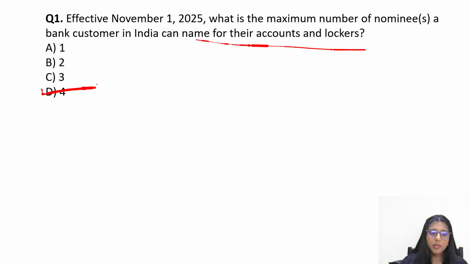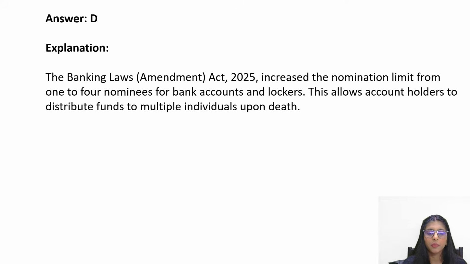It is 4. Maximum 4 nominees a bank customer in India can name for their account and locker. Okay, option D is the right answer.